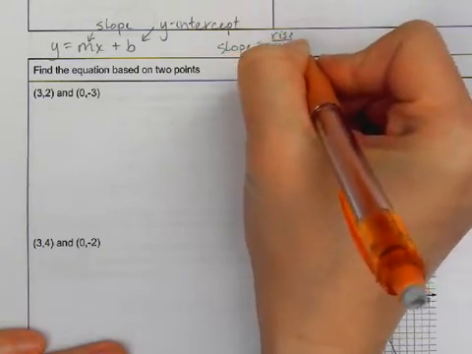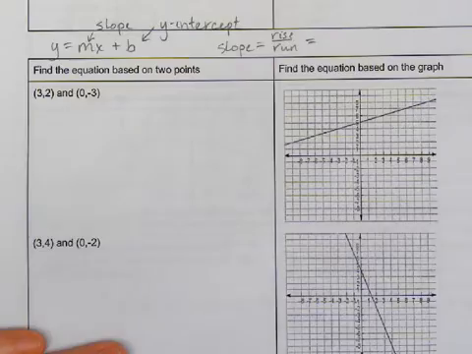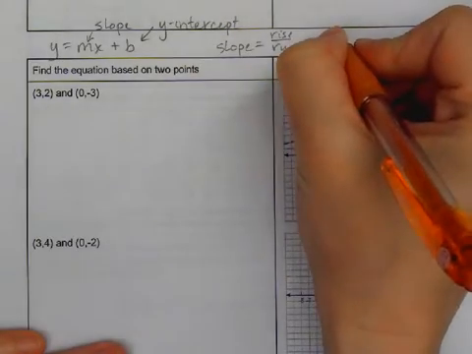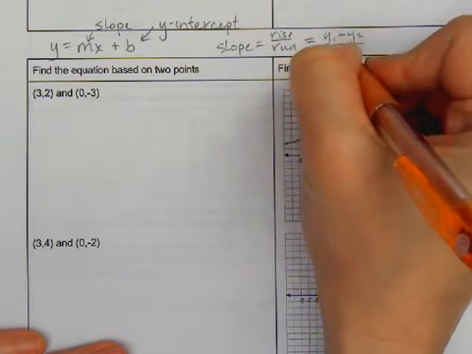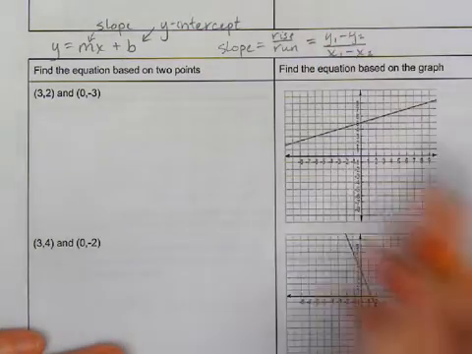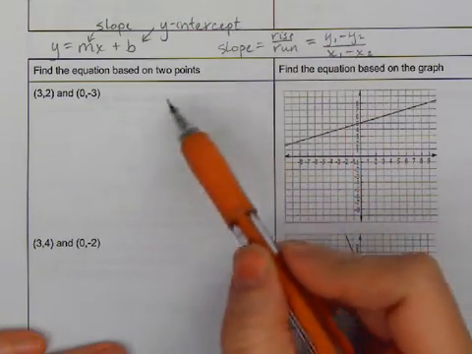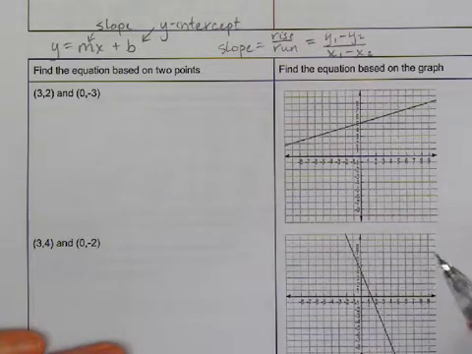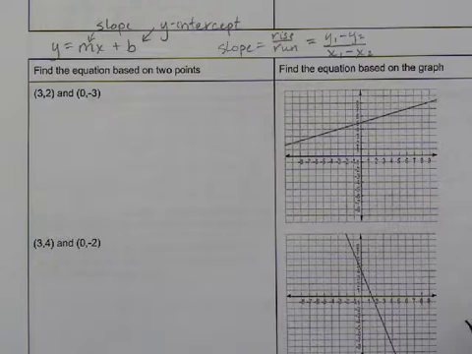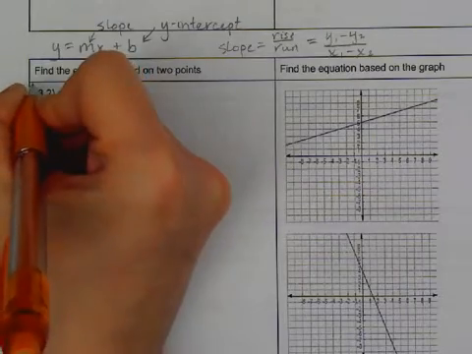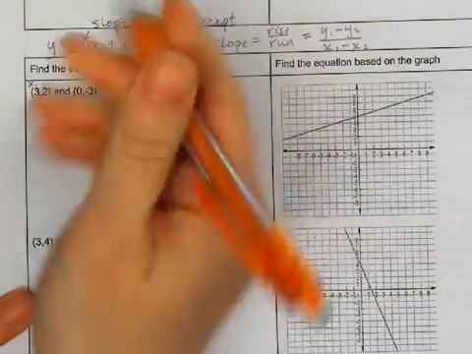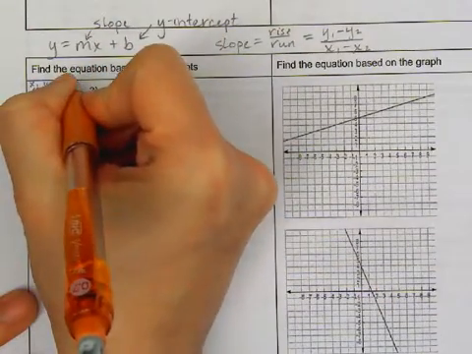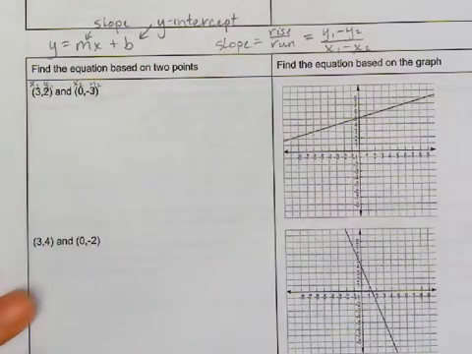The formula for that is the change in y, so y1 minus y2 divided by x1 minus x2. This formula is the one we're going to use when we're basing it on 2 points. So the first thing you want to do is to label them x1 and y1 for your first point and x2 and y2 for your second. Then I plug them into this slope formula.